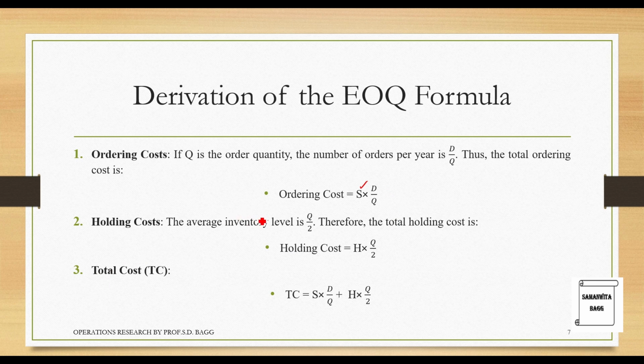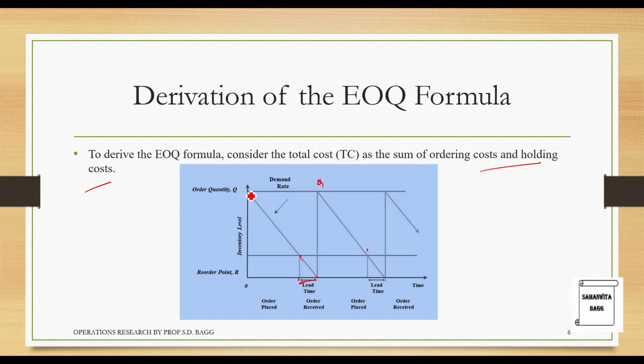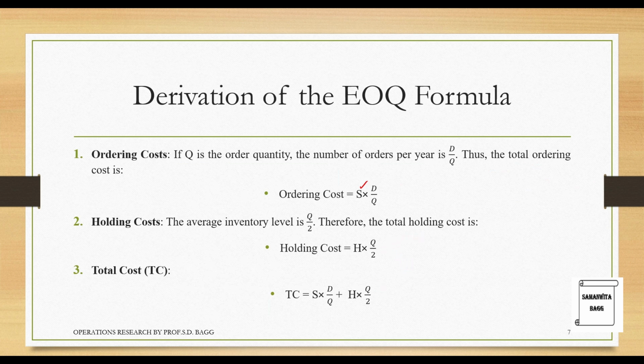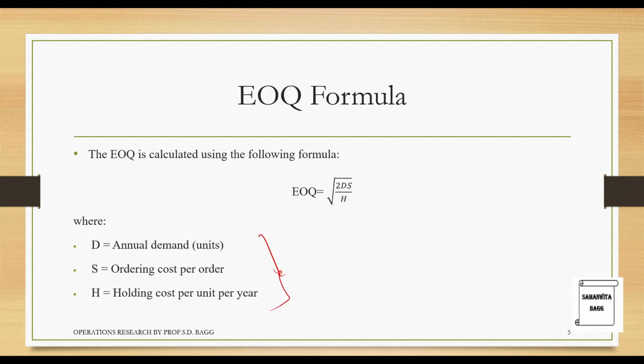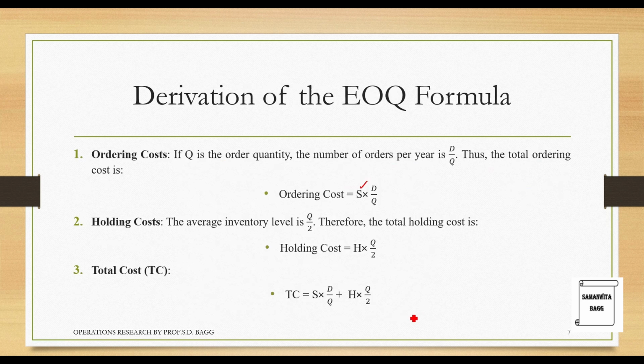Holding cost. The average inventory level is Q by 2. How did we get this? Here it is Q and here it is 0. So when you take 0 plus Q average, this becomes Q by 2. Therefore, the total holding cost is H into Q by 2. Now what is H? It is the holding cost per unit per year. So you need to multiply that with Q by 2. Total cost TC, as we have discussed, is a summation of this ordering cost and holding cost. So this is S into D by Q plus H into Q by 2.